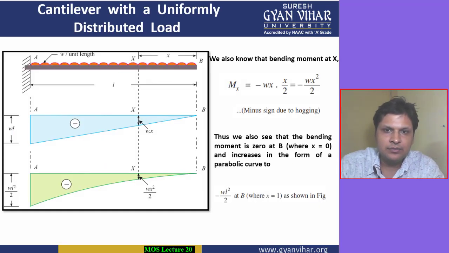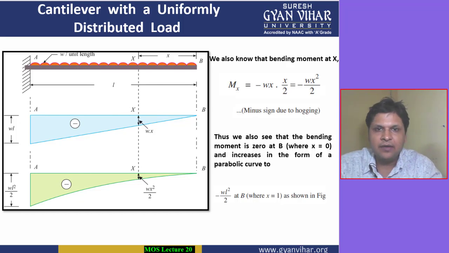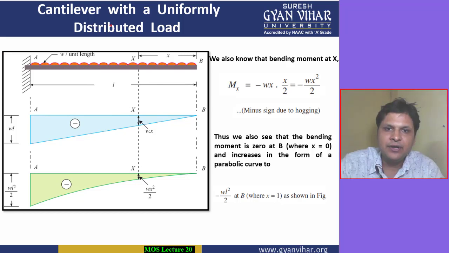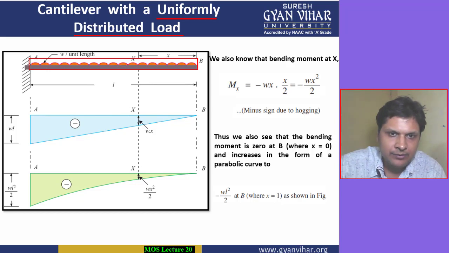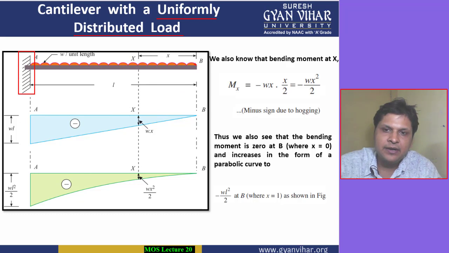First of all, let's consider the case of a cantilever which is having a UDL acting on it, a uniformly distributed load. Let this be the uniformly distributed load which is distributed over the entire section. We all know that cantilever beam on one side has support, and there is no support on the other end. It is free at the other end. And the load which is acting, let the load be W per unit length.